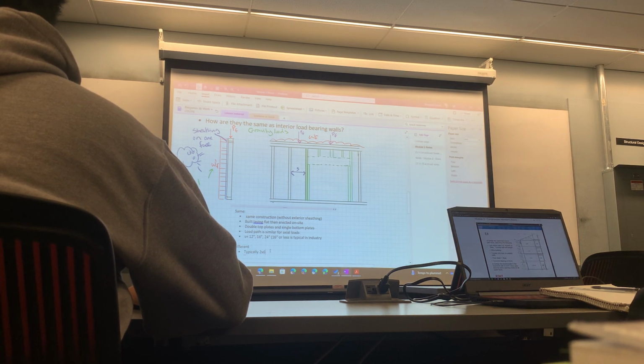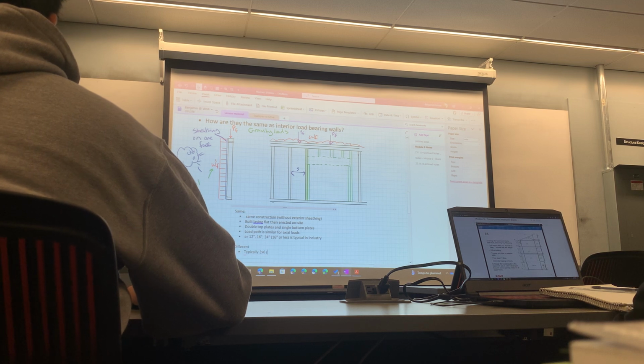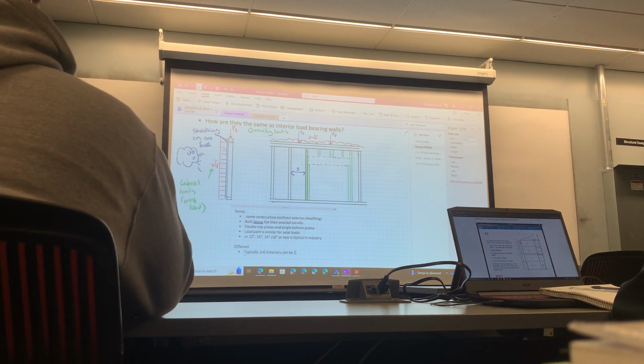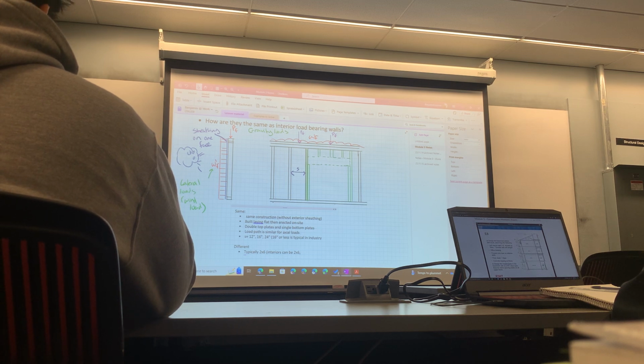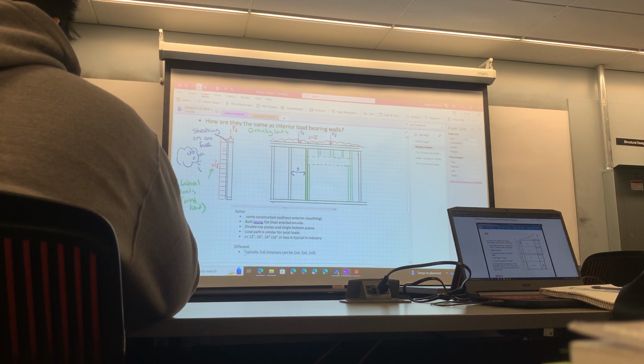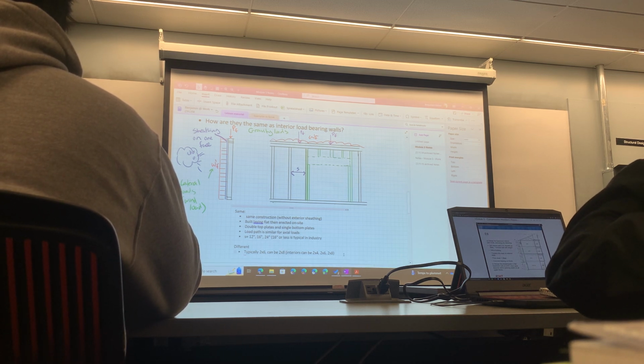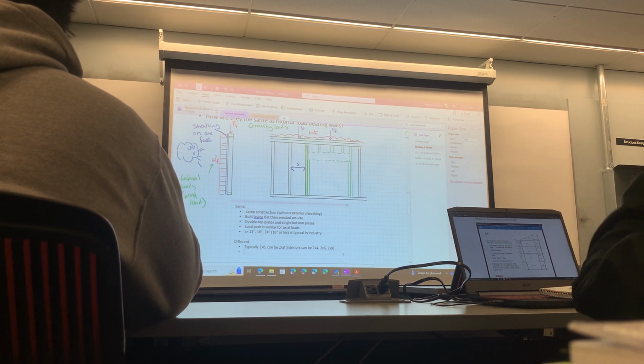Typically 2x6. Interiors can be 2x6, 2x4, 2x6, 2x8. Typically 2x6 can be 2x8. Sometimes architects will specify 2x8 to get more insulation.